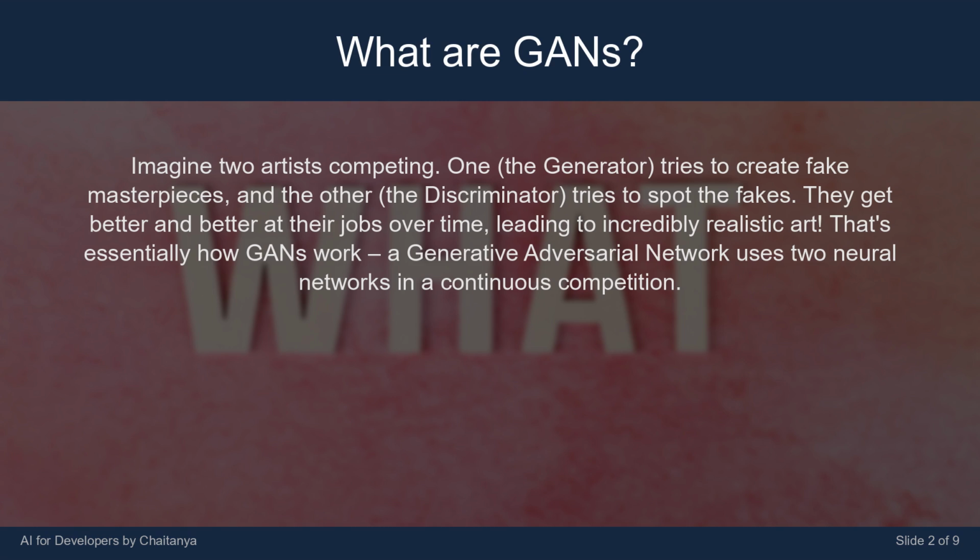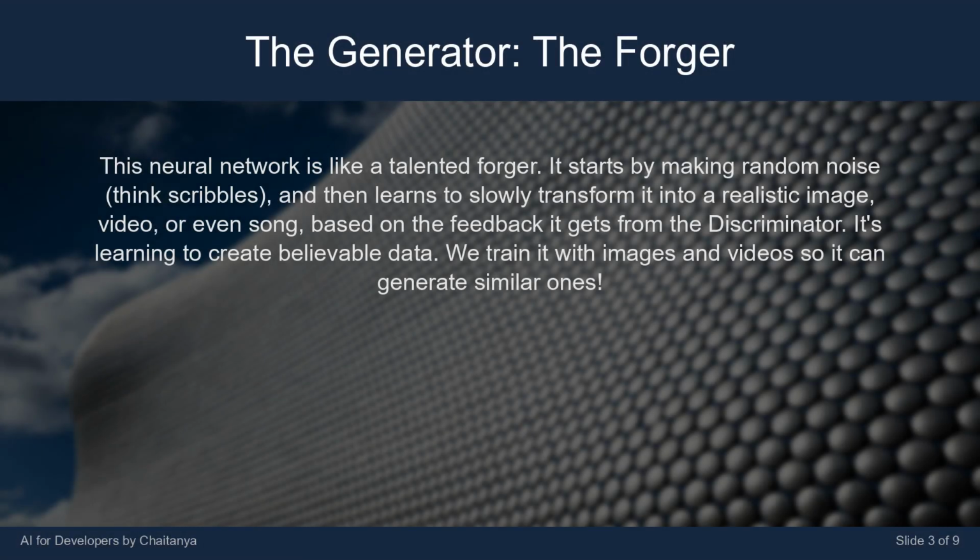A generative adversarial network uses two neural networks in a continuous competition. This neural network is like a talented forger. It starts by making random noise, think scribbles, and then learns to slowly transform it into a realistic image, video, or even song, based on the feedback it gets from the discriminator. It's learning to create believable data.